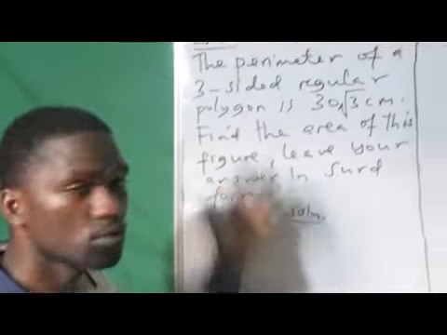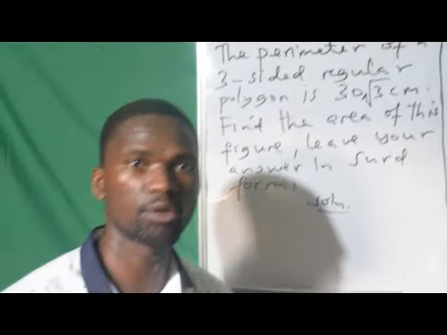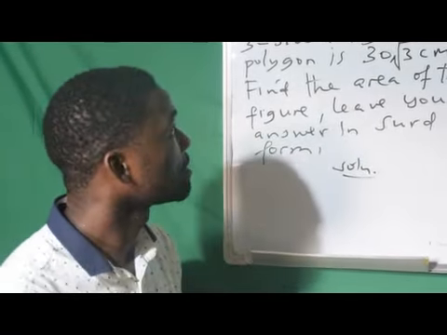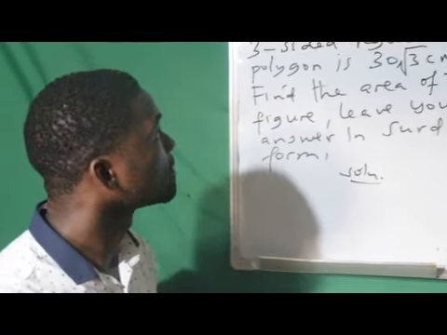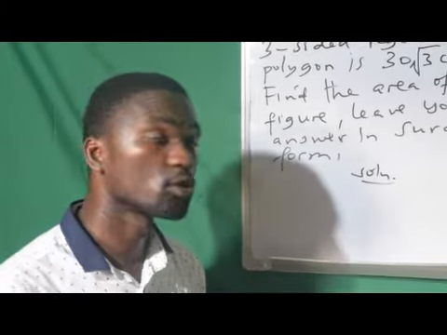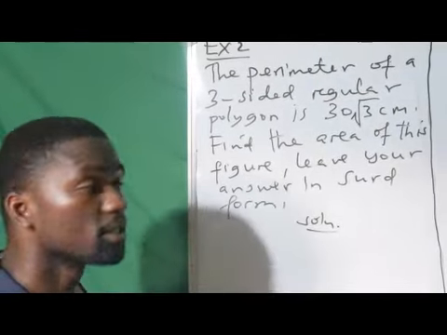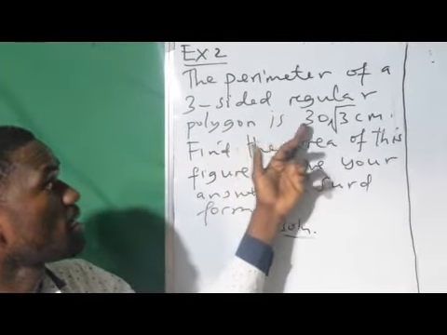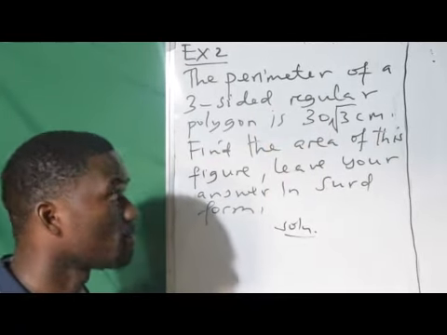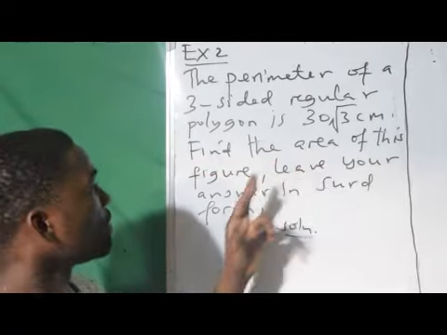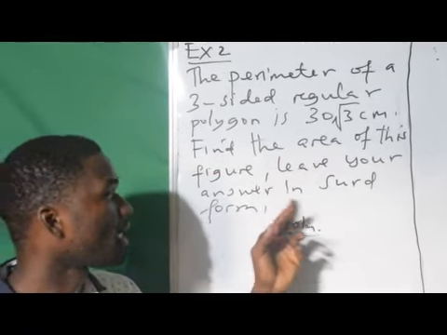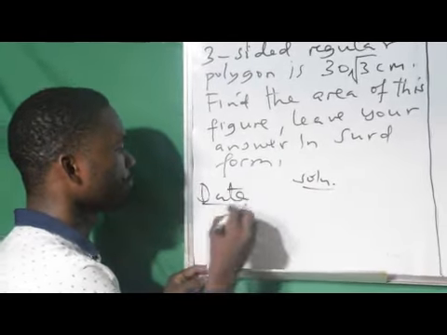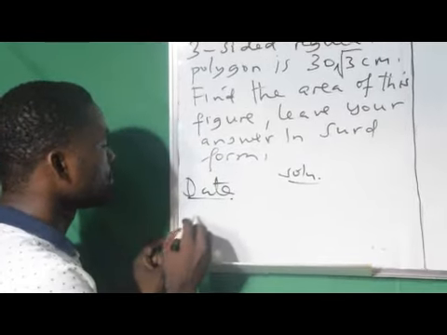This is example number 2 concerning the calculation of areas of a regular polygon which is inscribed in a circle of a certain radius. Now this question is given in terms of perimeter, and you are told to find the area. Let us try to read this question. It says the perimeter of a 3-sided regular polygon is 30 times the square root of 3 centimeters. You are told to find the area of this figure, but you have to leave your answer in surd form. So as usual, you have to break down or write your data again. So you have been given the perimeter.